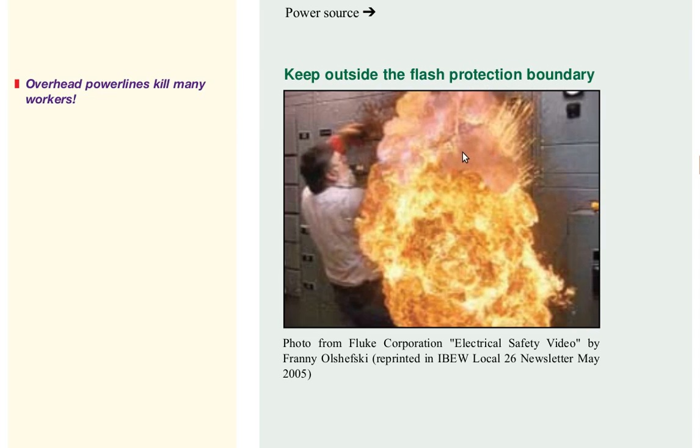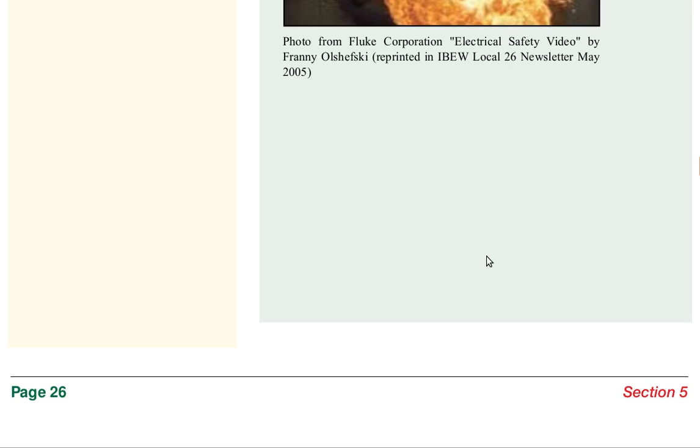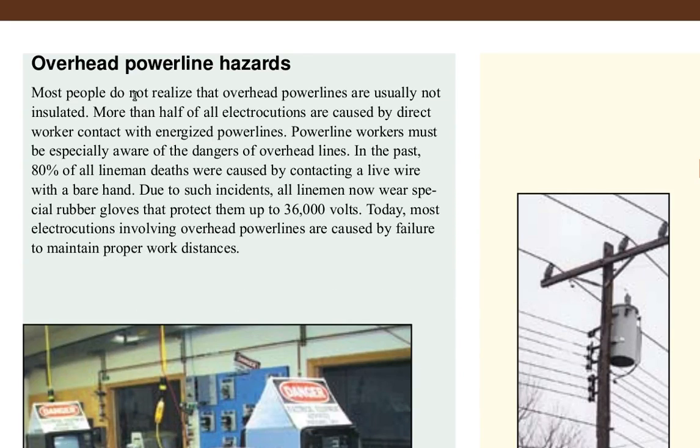You see here, this worker is within a certain distance from where the arc flash had occurred. This can result in physical injuries as well as burns. Overhead power line hazards. Most people do not realize that overhead power lines are usually not insulated. More than half of all electrocutions are caused by direct worker contact with energized power lines.